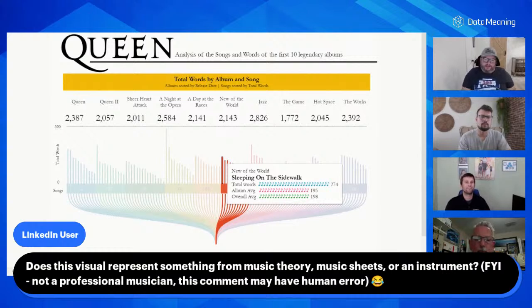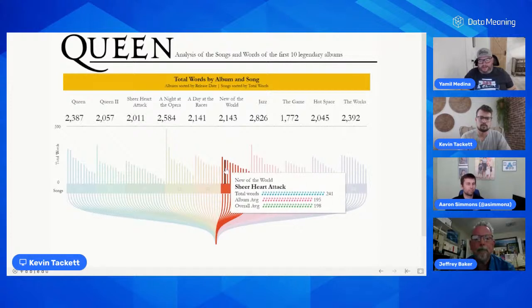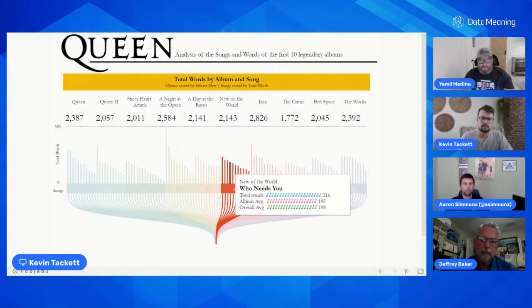Yeah, that's right. Maybe that's the idea, right? Maybe this is like reading... I don't know, maybe something music specific that I'm missing. But for me, I thought the funnel would have something to end it. I don't know. Yeah, it is great. It's a really cool visualization.